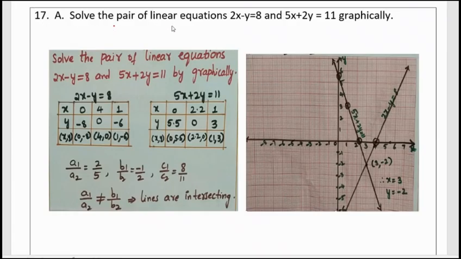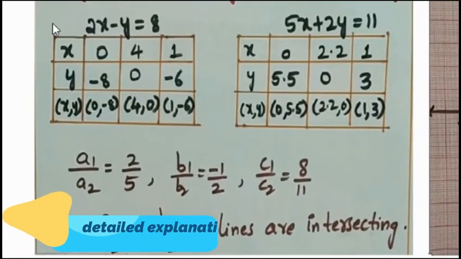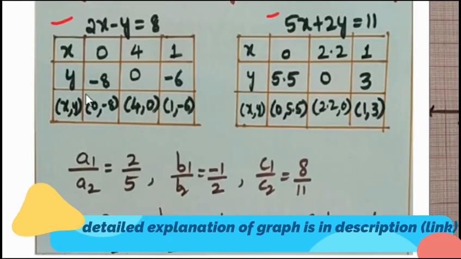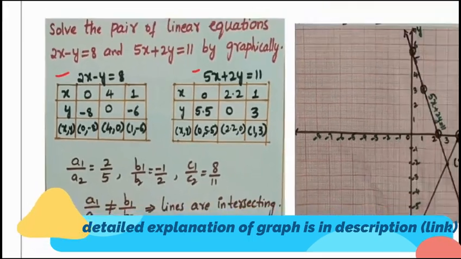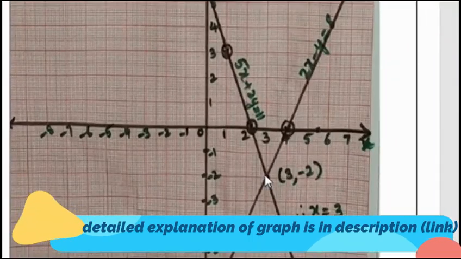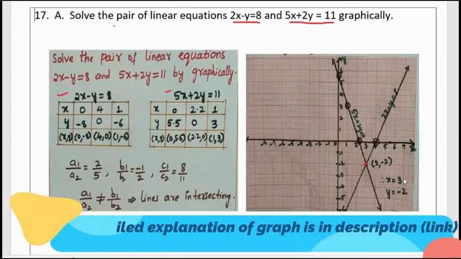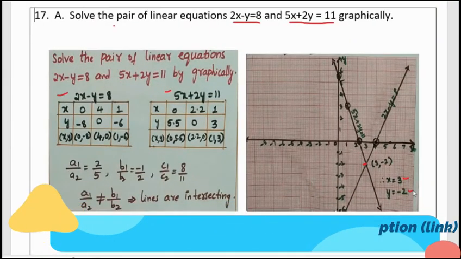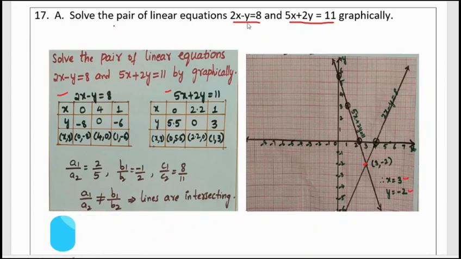17th question. Solve the pair of linear equations 2x minus y is equal to 8, 5x plus 2y is equal to 11 graphically. To solve this graphically, we have to take the table like this, students. Get the 3 points, plot it on the graph where the two lines are intersecting. It is the solution of the linear equations. So x is equal to 3 and y is equal to minus 2 are the solution of the given linear equations.